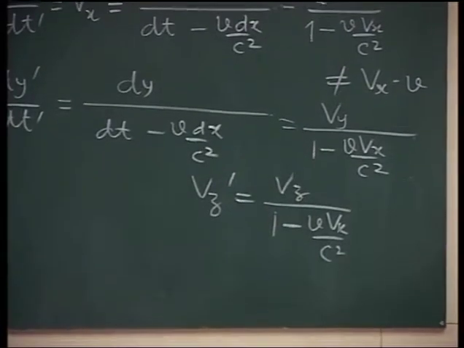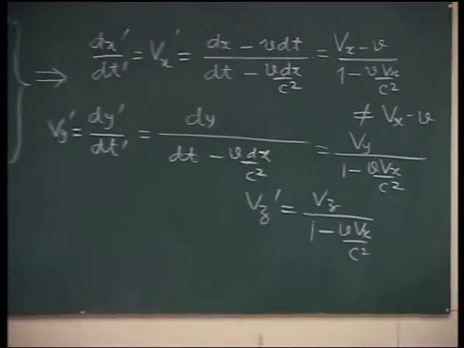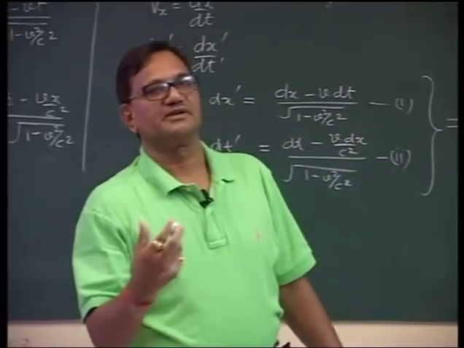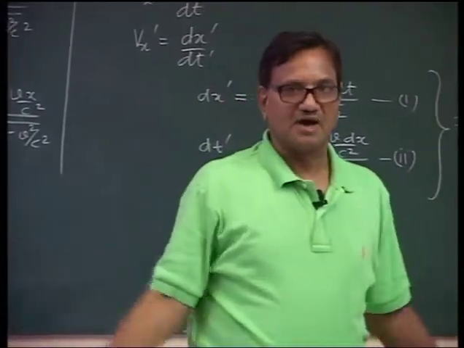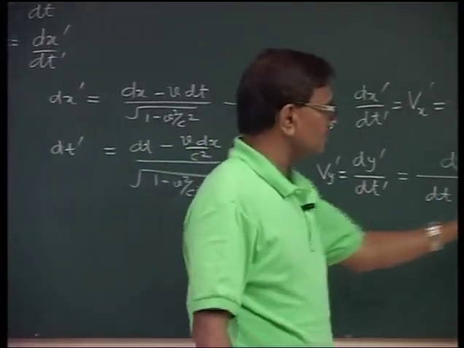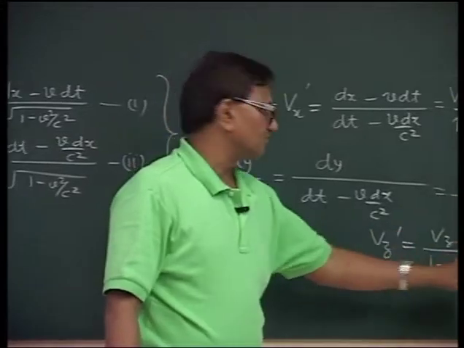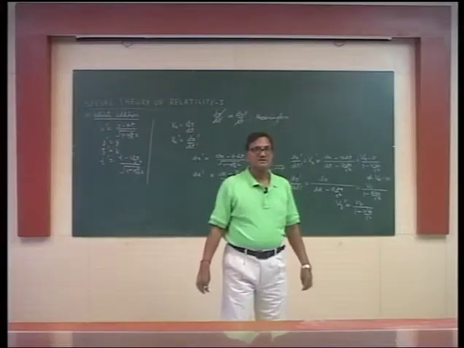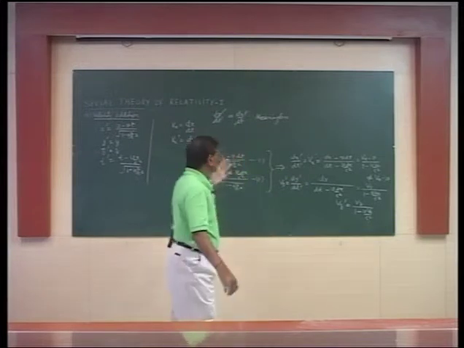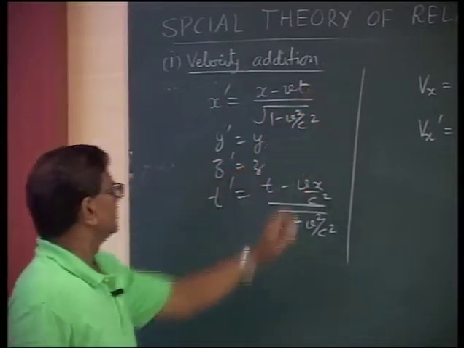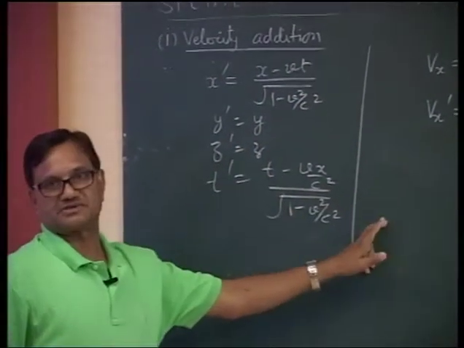Classically, the motion in the y-axis is not affected by motion in the x direction. However, relativistically, see, vy' is not equal to vy, but it involves vx. Where from does this come? The answer is, see Lorentz transformations, x involves t and t involves x.